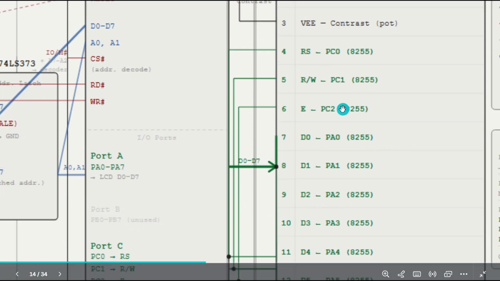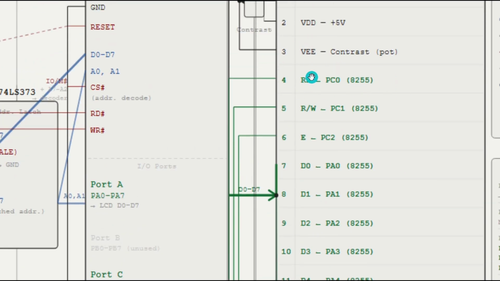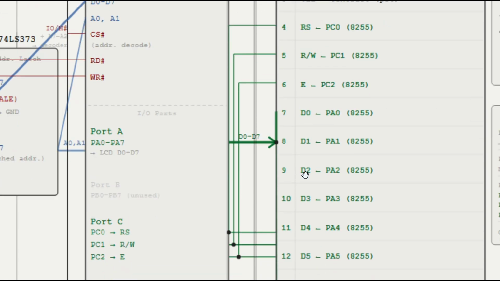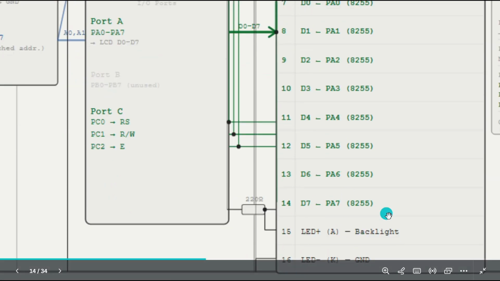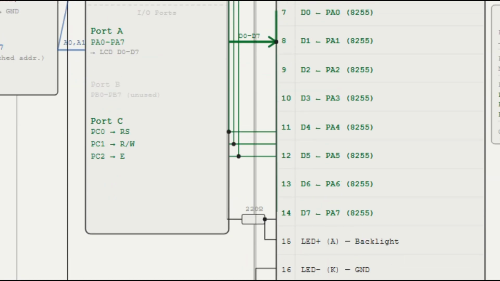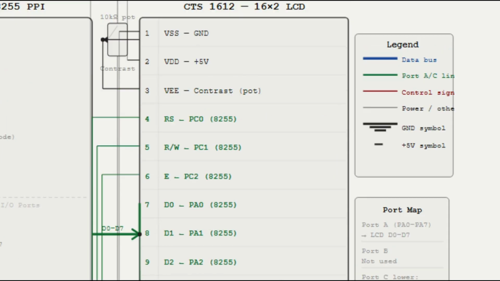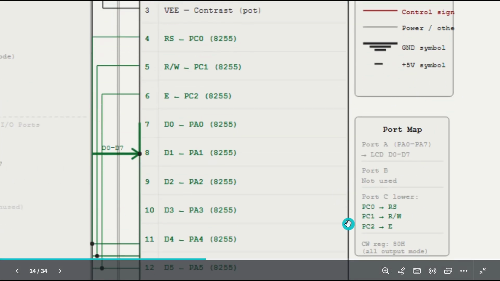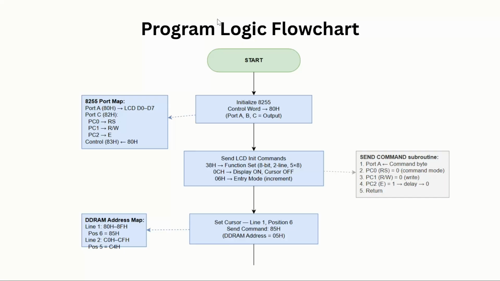Now let's look at the connections here. RS is connected to port 0, PC0 of 8255, and the data pins are connected to PA0 to PA7 of 8255. And these are the backlight pins, which are connected to a potentiometer, as I explained. And this is just a legend, and this we've already seen. So now let's look at the program logic flowchart.